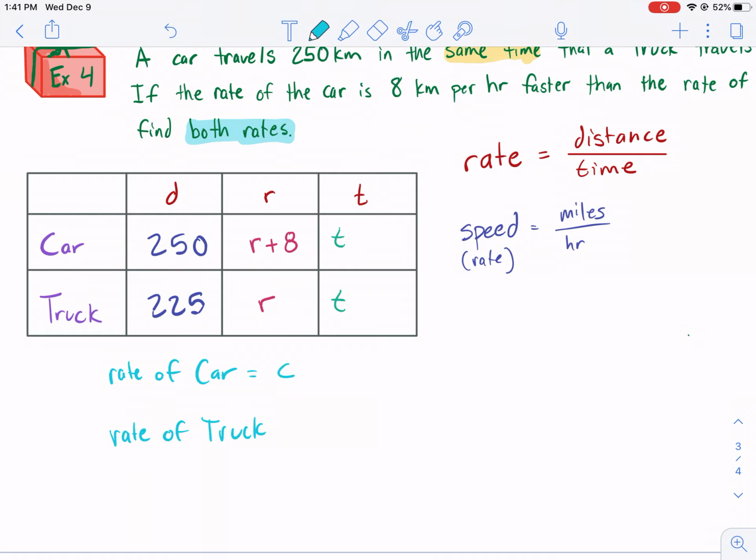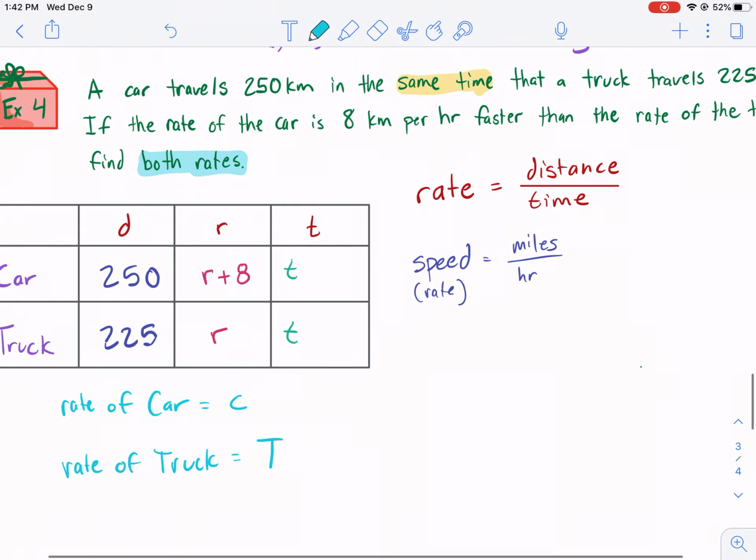I'm going to say C is the rate of the car, and T is the rate of the truck. Oh, I already used t, so why don't I call it big T? Why not? I'm going to use big T for the truck. So C for the car, big T for the truck. I'm trying to find both these rates.